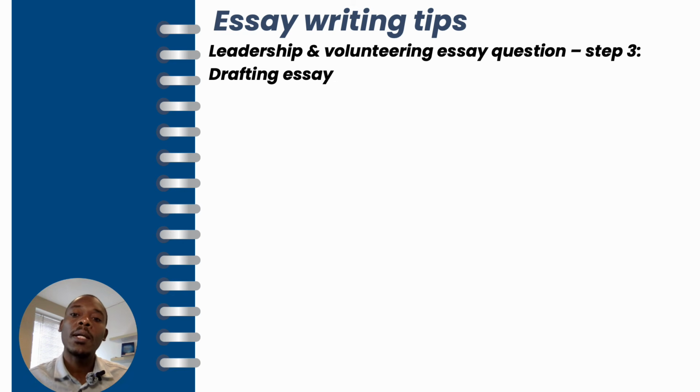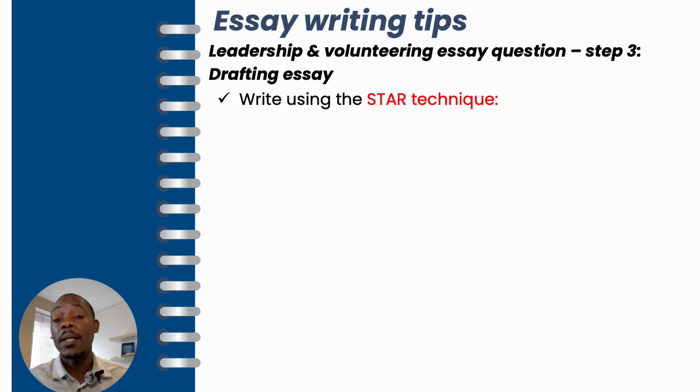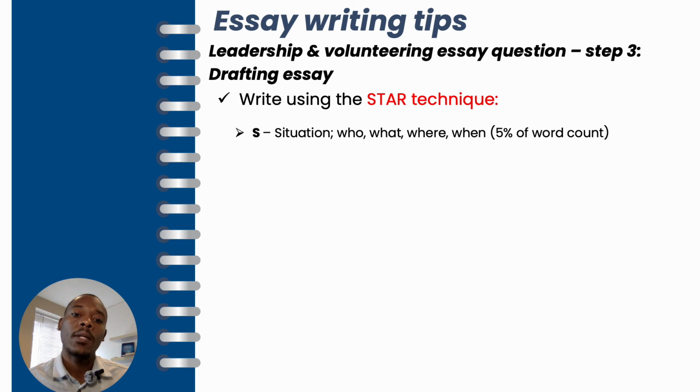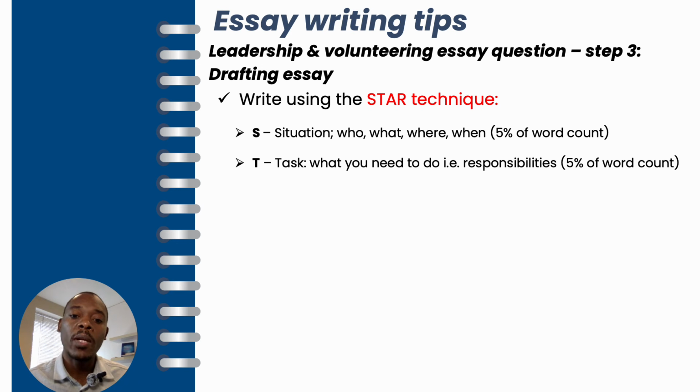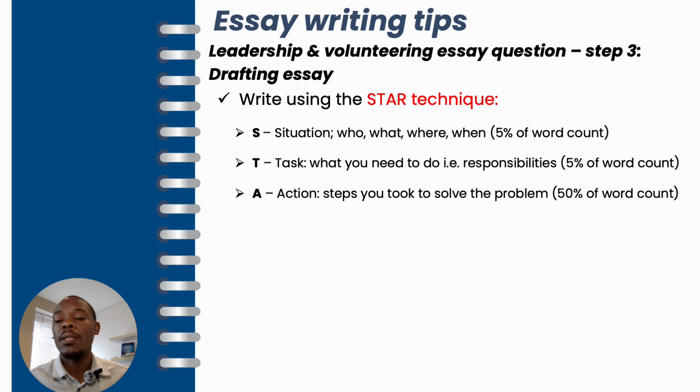And once you select, your third step would now be to draft the essay. So how do you draft the essay? You use the STAR technique to write the essay. You start by giving the actual situation when you led or when you did the voluntary work, and this should account for at least 5% of the total word count. You need to give the task, what was supposed to be done to solve the problem or the situation, and what you really did yourself.